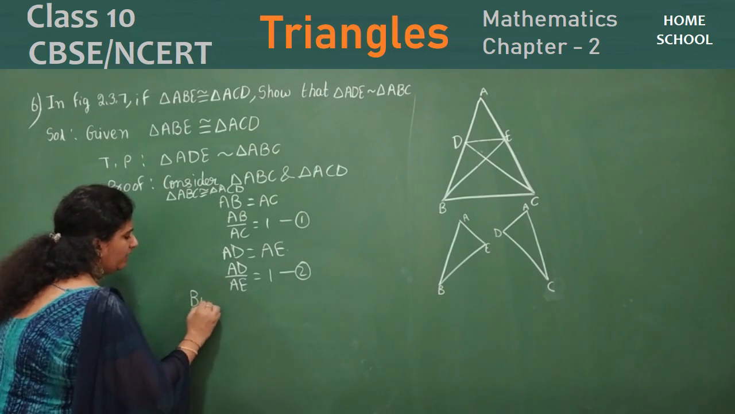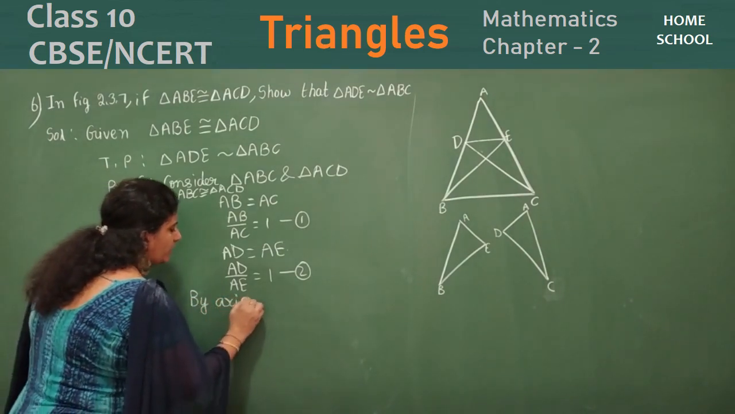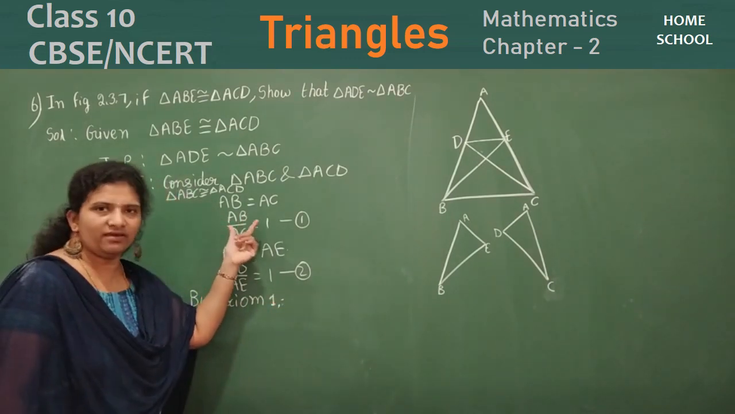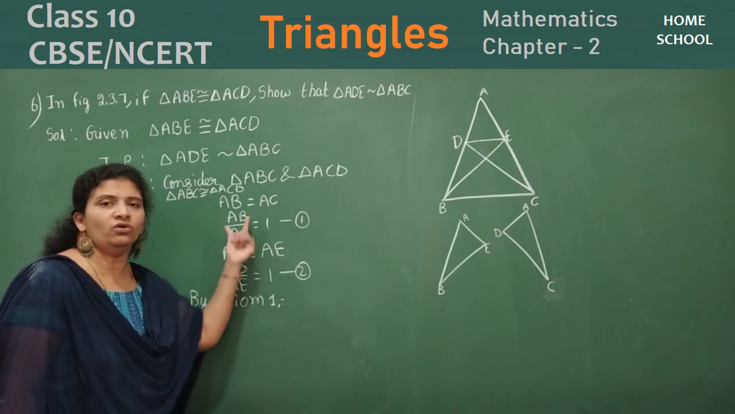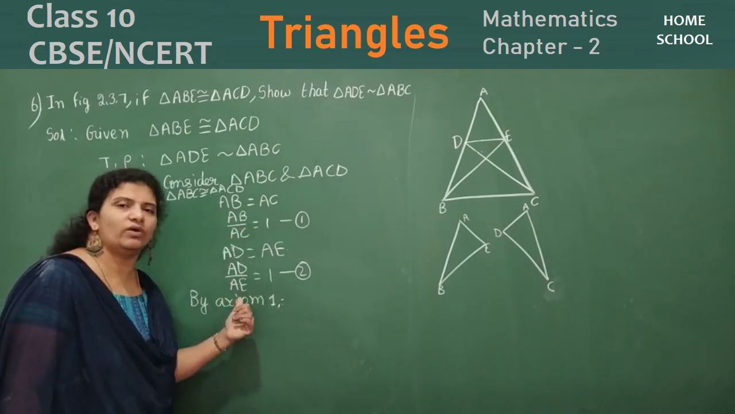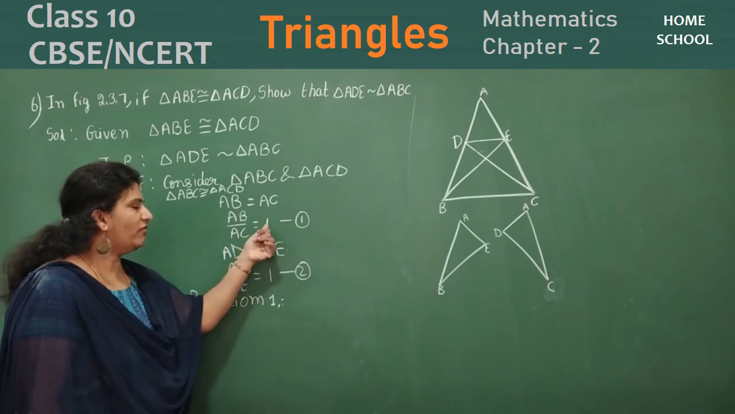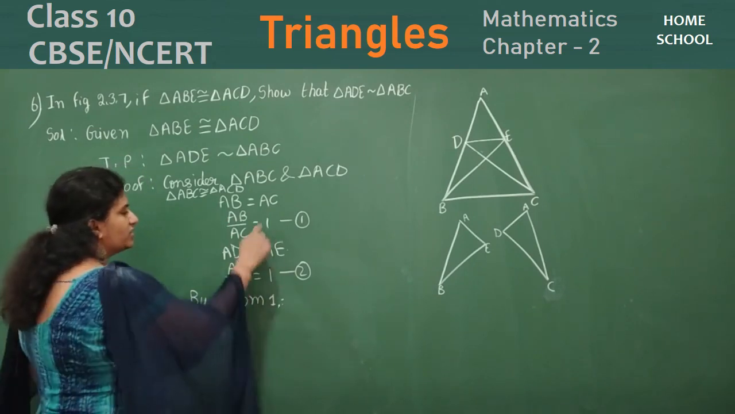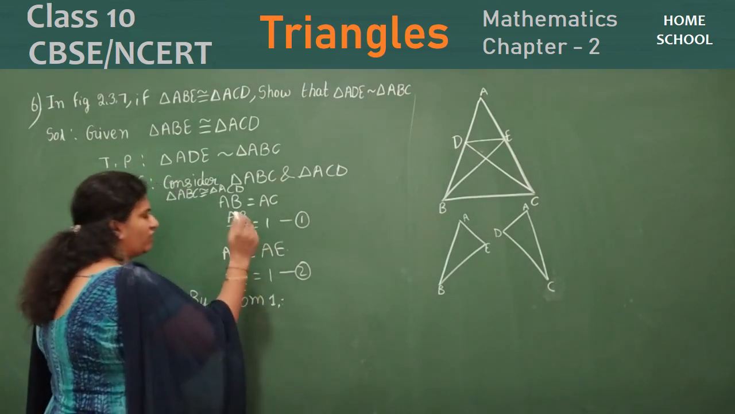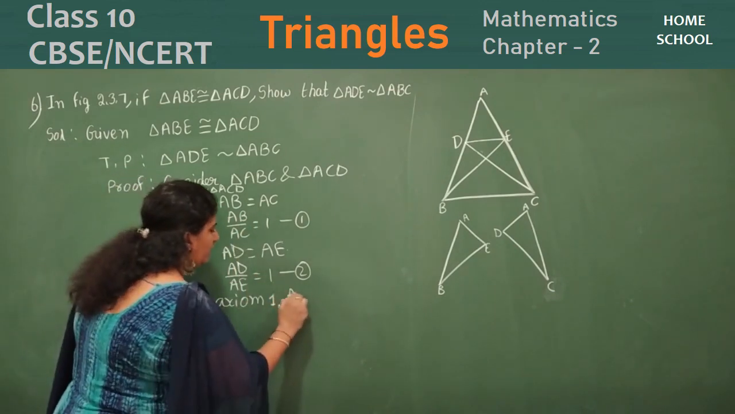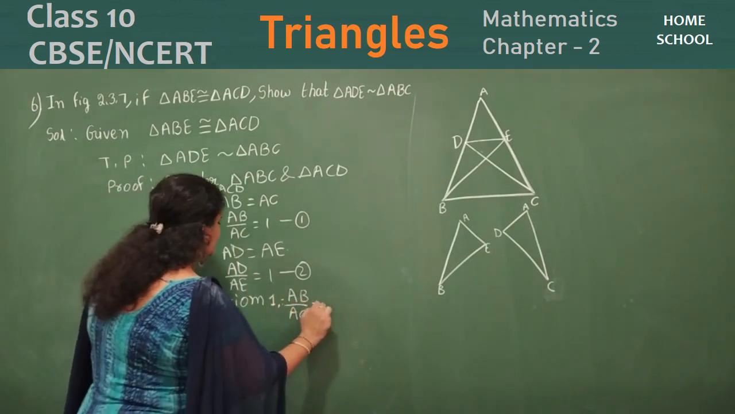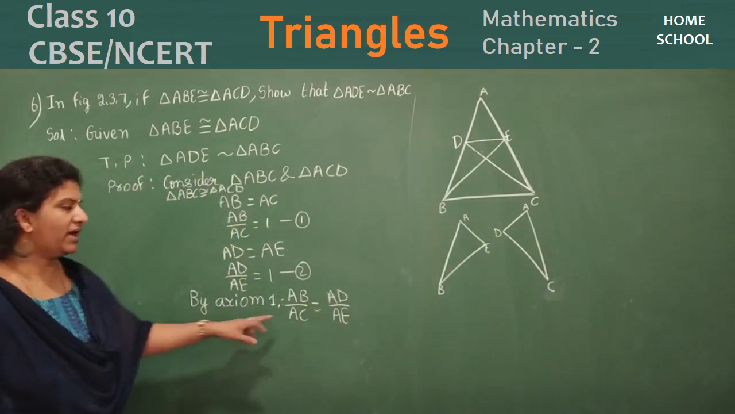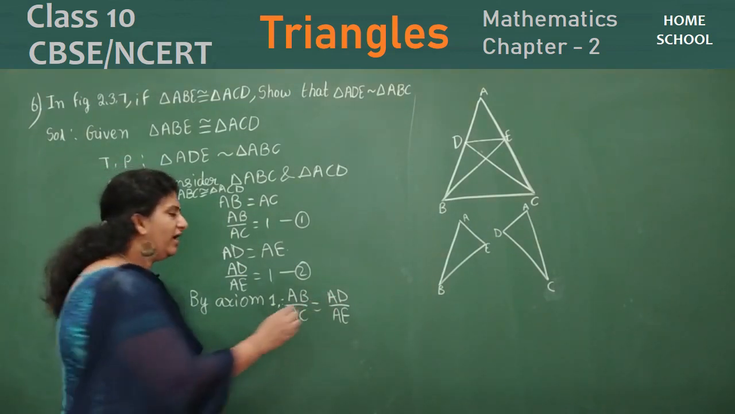So by axiom 1. What is the axiom here? If equals are equated to equals, then they are equal to one another. So here 1 and 1 are equal, therefore these two will be equal to one another. So on comparing, or by axiom 1, what can you say? AB by AC is equal to AD by AE.